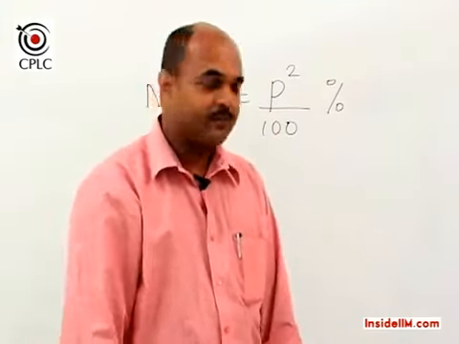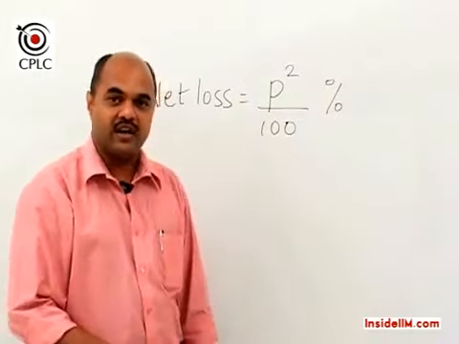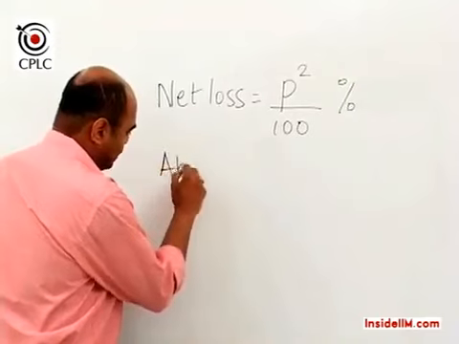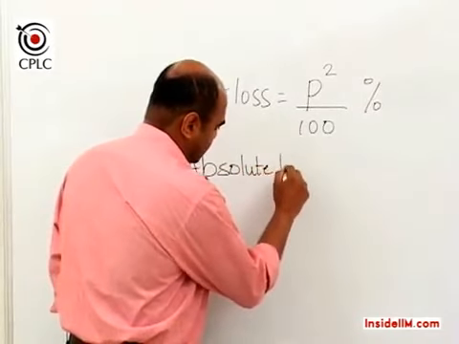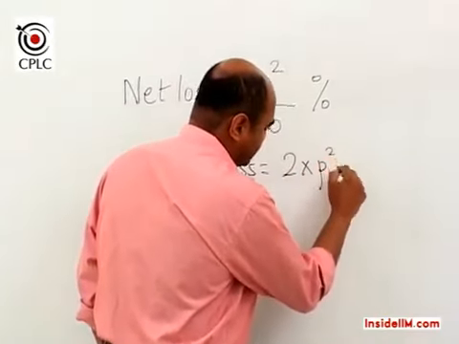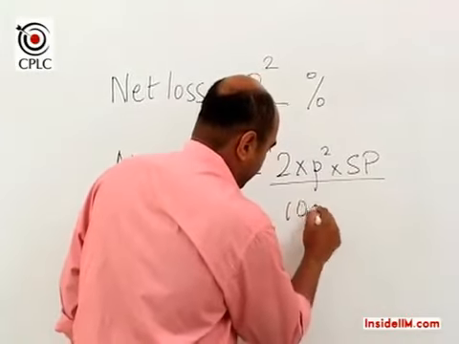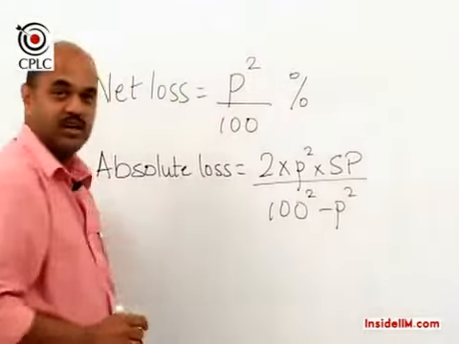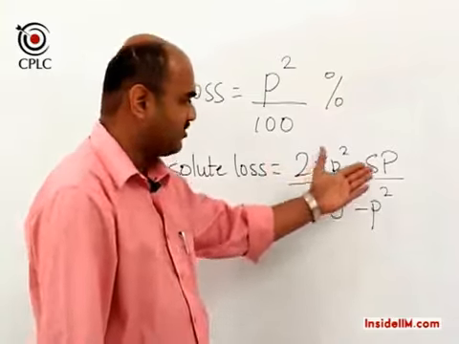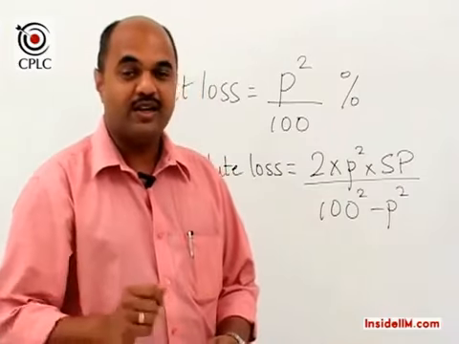This loss is expressed in percentage terms, but if I want to find out the rupee equivalent or the rupee value of the loss, then the absolute loss in this case would be given by this formula, which is 2 into P squared into the selling price, which is the same, upon 100 square minus P square. Now in a problem, if the value of P, which is in percentage terms, is given, and if the selling price is given, then using this formula we can actually find the loss in rupee terms.